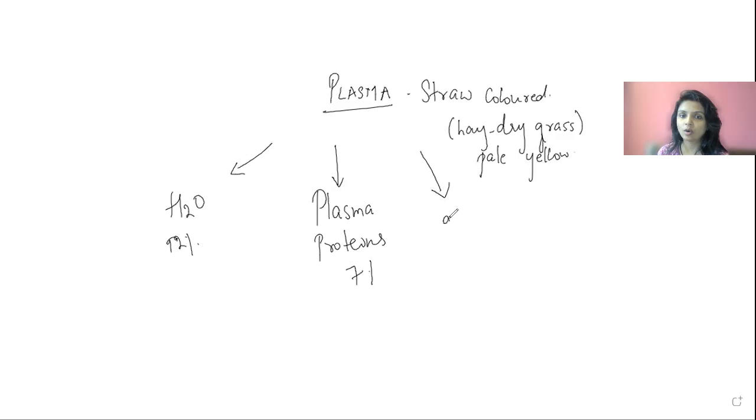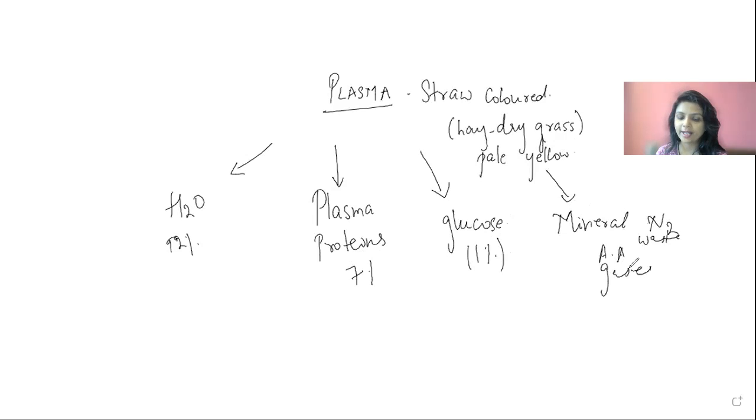Next, what we have is glucose. Glucose makes up 1%. And what remains is minerals, nitrogenous waste, amino acids, and various gases, all of them making up the remainder. Now, what is our major focus? Plasma proteins, the major component, fine.